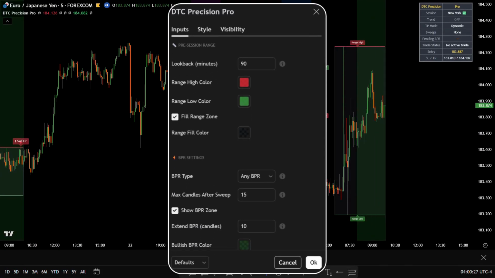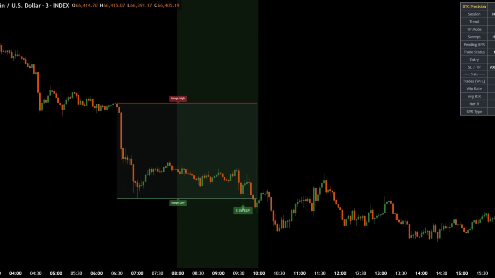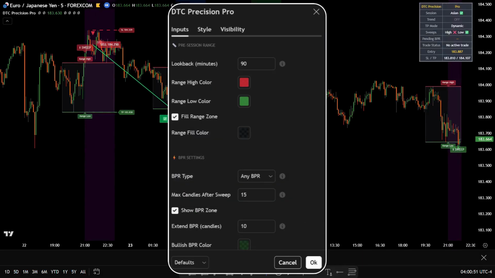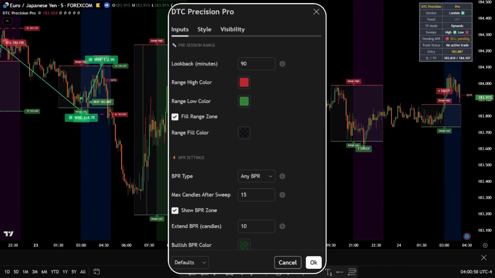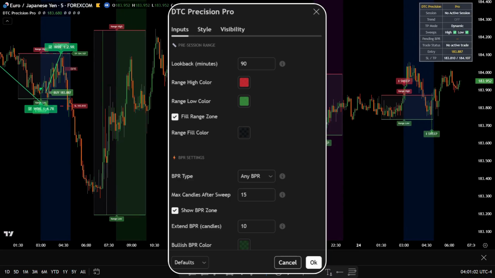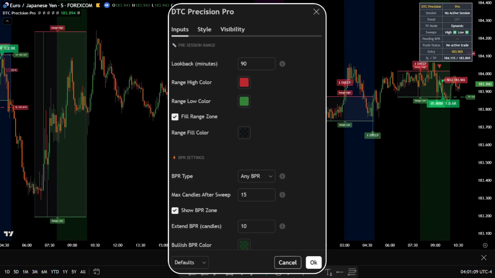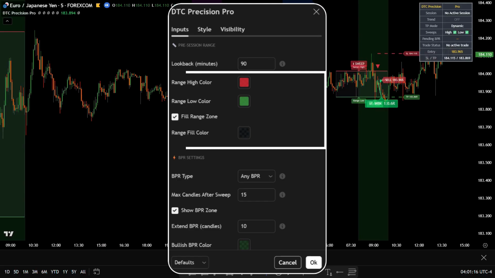Next, the pre-session range. This is the look-back period before each session starts. The default is 90 minutes. So if New York starts at 8 a.m., the indicator looks at the high and low from 6:30 a.m. to 8 a.m. and draws those levels. You can adjust the look-back. A shorter look-back, say 60 minutes, gives you a tighter range. That means more sweeps but smaller potential moves. A longer look-back, say 120 minutes, gives a wider range. Fewer sweeps but bigger moves when they happen. You can customize the range high and low colors and toggle the filled zone between them on or off.